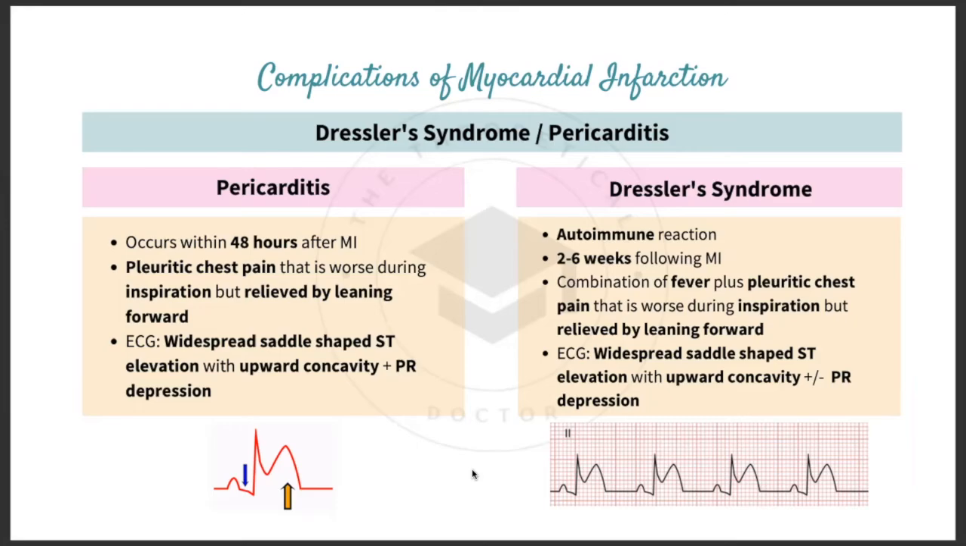If you were to do an ECG, it's the same for both. There is widespread saddle-shaped ST elevation with upward concavity, this part here. Basically, the ST segment is elevated, okay? Can you see this? It's elevated, and then there's upward concavity, this one. And sometimes they may even have PR depression over here.